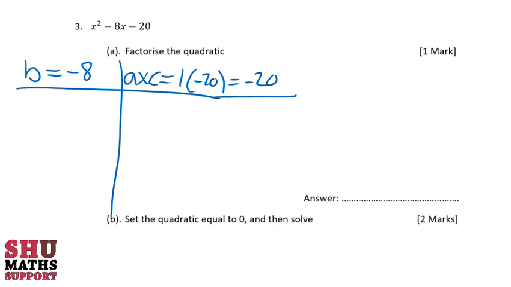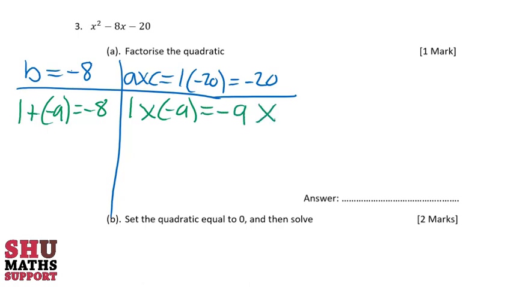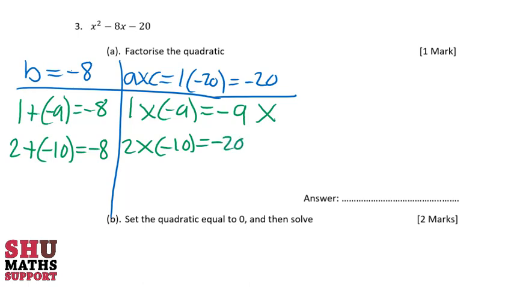And we're going to start off by doing 1 plus minus 9 is equal to minus 8, and 1 times minus 9 is equal to minus 9, so we don't want that one. 2 plus minus 10 is equal to minus 8, and 2 times minus 10 is equal to minus 20. So this is the one we want. Then if we set up our double brackets, we'll have x plus 2 times x minus 10.